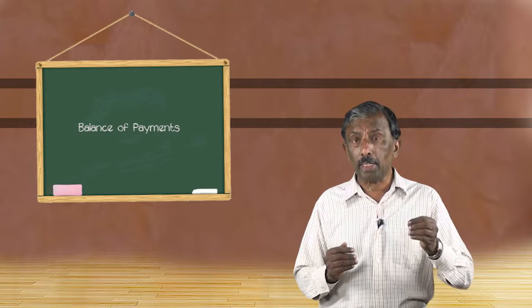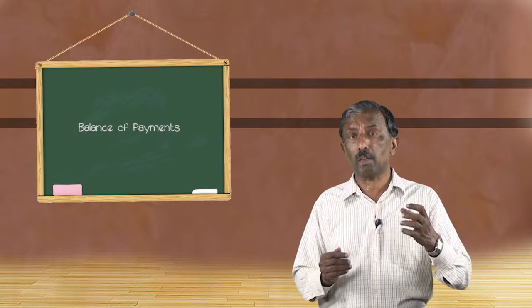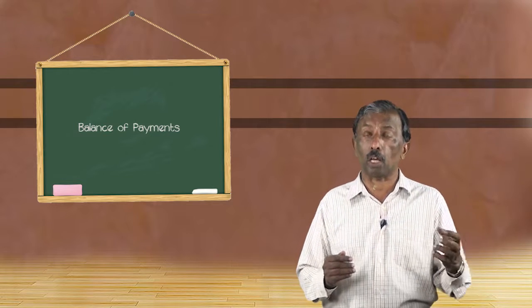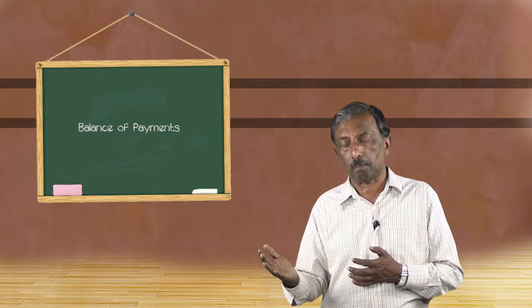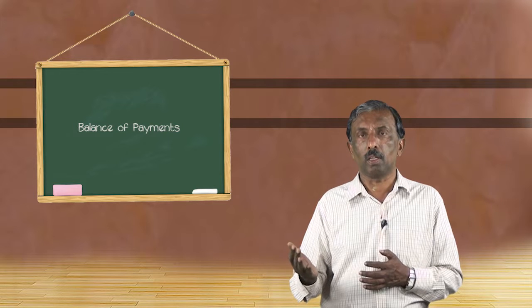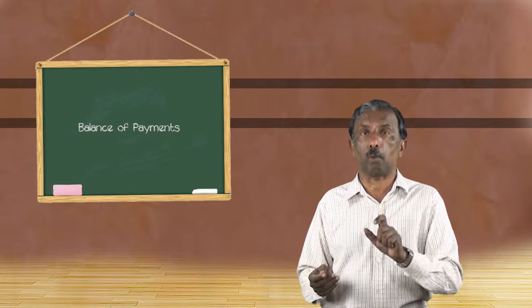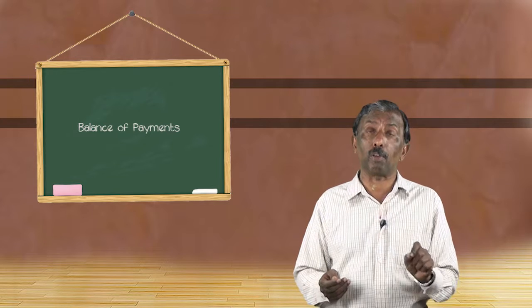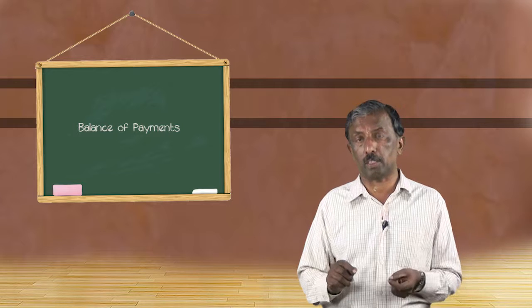Now the current account contains, as I told you, visible items and invisible items. Visible items include trade: on the receipt side it is export, or mercantile trade, whereas on the payment side it includes import, again mercantile trade. The difference between these two, export and import, is called the balance of trade. Suppose export is greater than import, it is a favorable balance of trade. Suppose import is greater than export, then it is an unfavorable balance of trade.